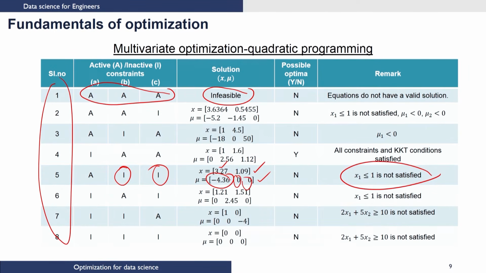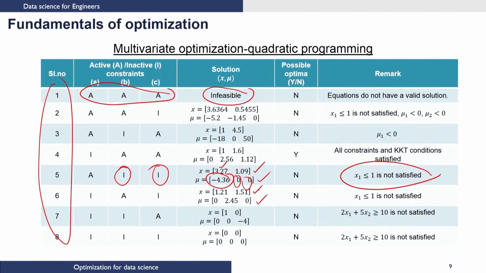Let us say row 6 for example, here we have made a choice that the first constraint is inactive, the second constraint is active, and the third constraint is inactive. Again we will get 5 equations in 5 variables, and we will look at the solution here. It again looks good from the x viewpoint. We have solved for x1 and x2 1.21 and 1.51. Unlike the previous case, in this case the mu's also look good because mu's have to be positive. So, I have 0, 2.45 and 0. So, it looks like this is a good candidate for an optimum point.